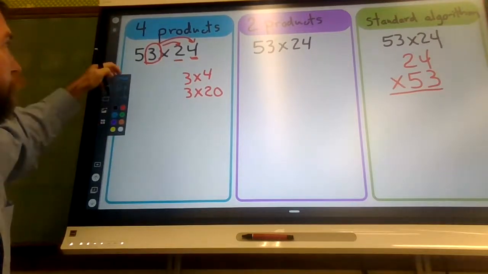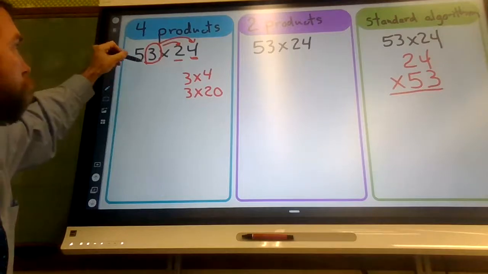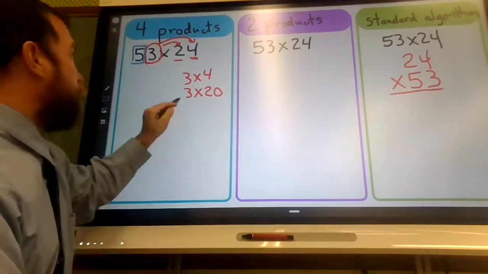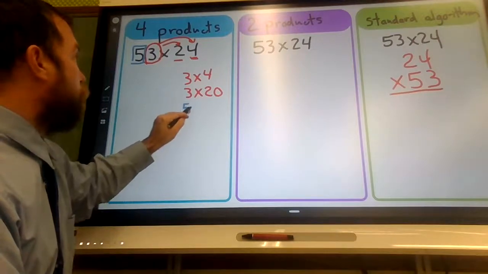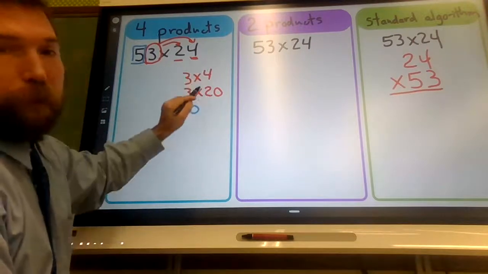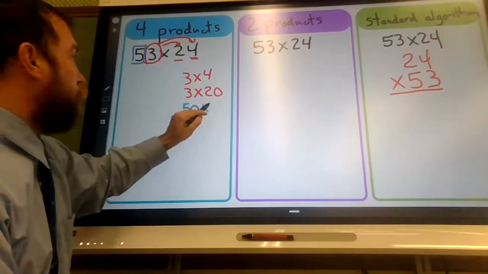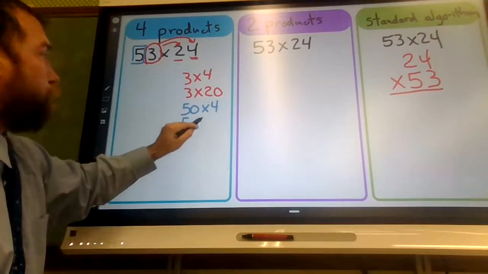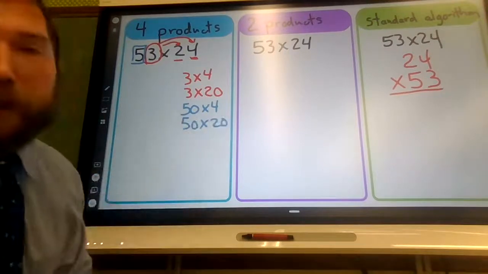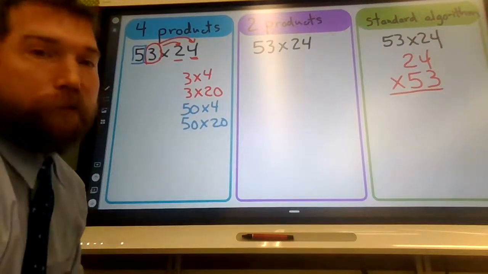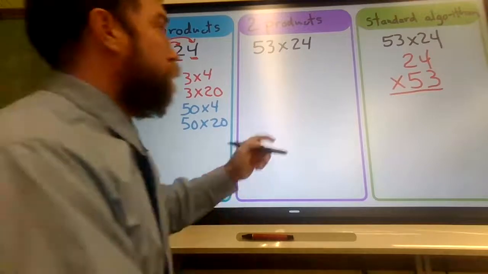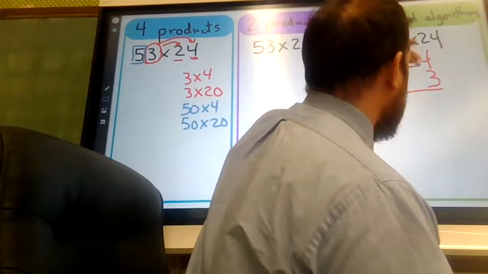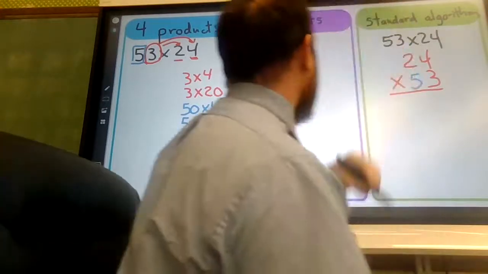Then I'll switch colors. Then I'm really going to do the same thing with the 5. Again, this 5, though, is really a 50 in my problem. And I do it times the same other numbers: 50 times 4, and then 50 times 20. And that's basically what we had in our boxes, just without the box. So I'll even do that over here. I'll make that blue so you can see that difference later.